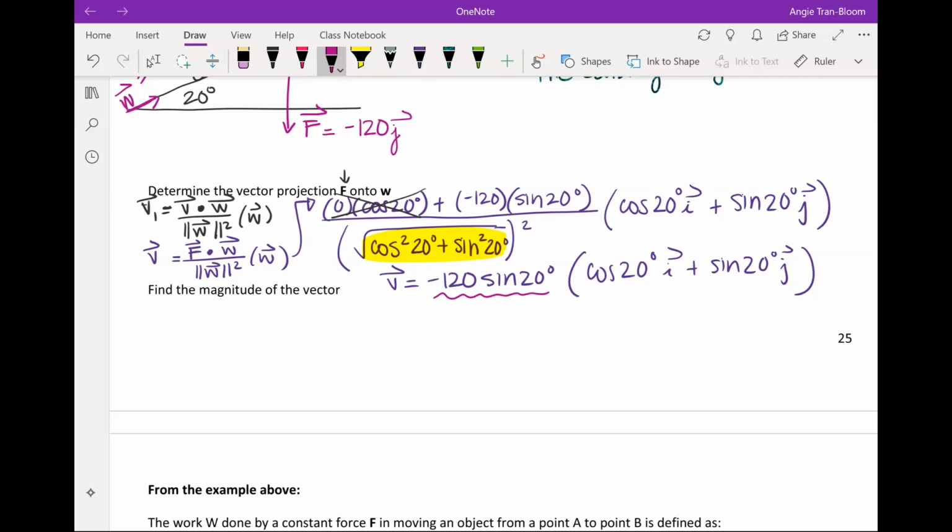How did they get over there? I don't know. It was right here. You go.